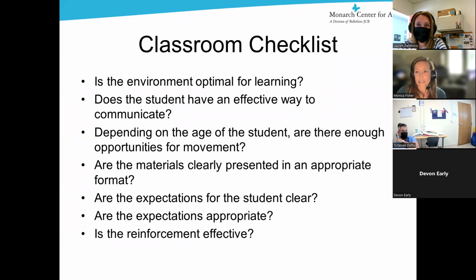The classroom checklist we use a lot, and you guys might see that when you're working with your behavior specialists and behavior analysts, or even when we start talking more in depth about positive behavior intervention and supports this school year. We want to think about things like, is the environment optimal for learning? Could the environment in some way be bringing about or evoking this behavior? Does a student have an effective way to communicate? Do they have words to say the things that their behaviors are saying for them?